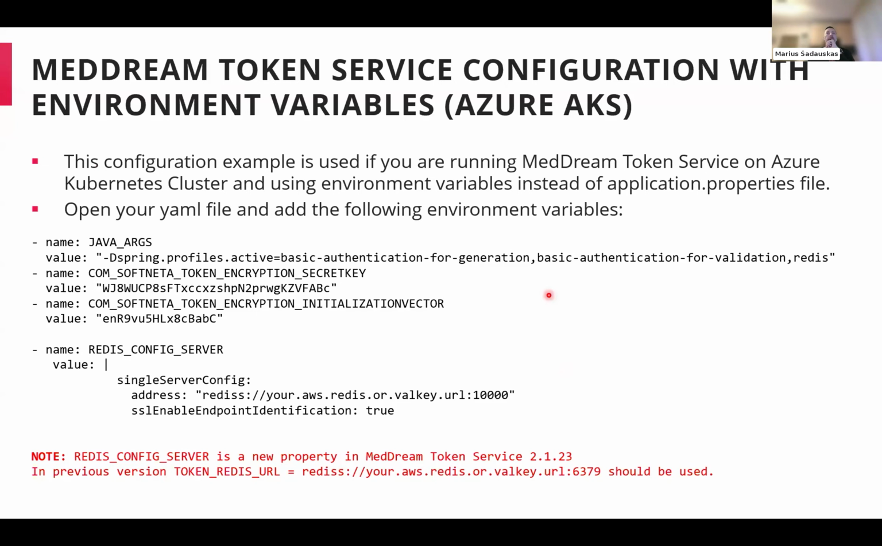The same goes for the Azure Kubernetes cluster. You will have parameters here. As you can see, the Spring profile parameter is provided like this in Kubernetes clusters. Here are some other profiles for the token service. Also, you would provide the secret key, IV vector, and the Redis config server or the token Redis URL.